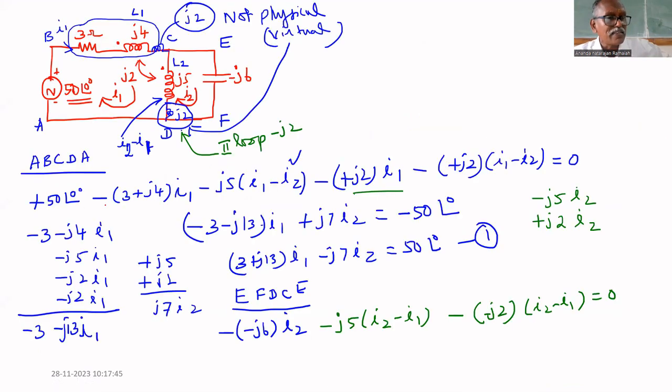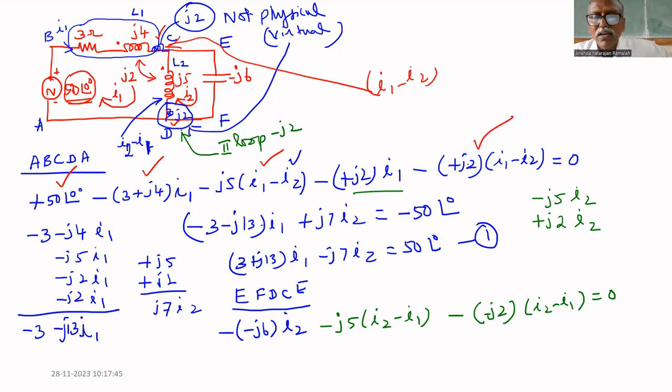Let us once again see the first equation. 50 angle 0. Why plus 50? Because we are traveling from minus to plus. Minus 3 plus J4, we are traveling along the current direction. That is over. Now for this J5, I1 minus I2, that is also over. Now we have to write for this mutual inductance and this mutual inductance. For this, the current is I1 minus I2, because for mutual inductance, to find voltage, we have to consider the current in the other branch, not this branch.